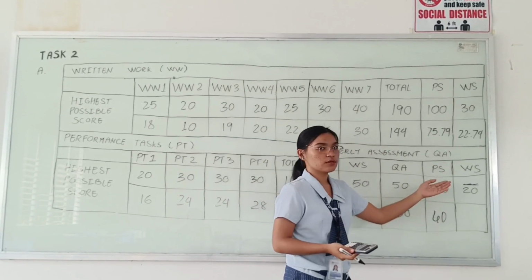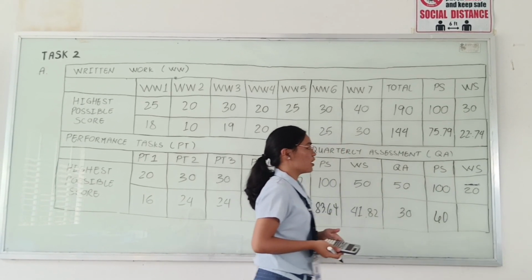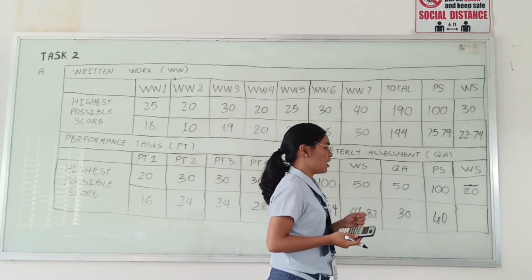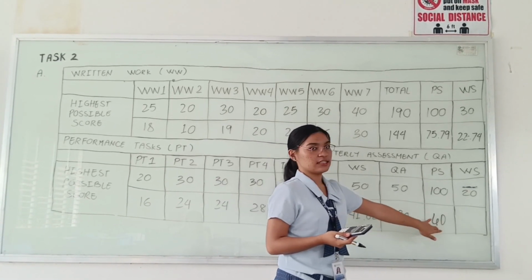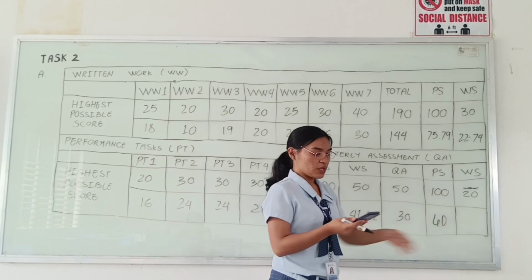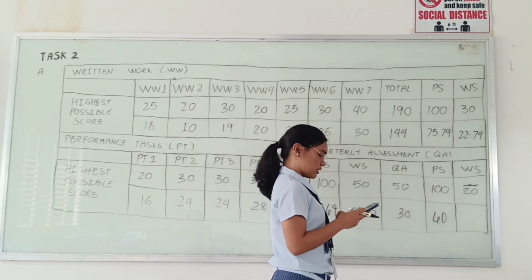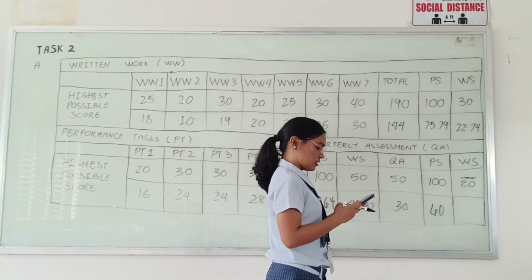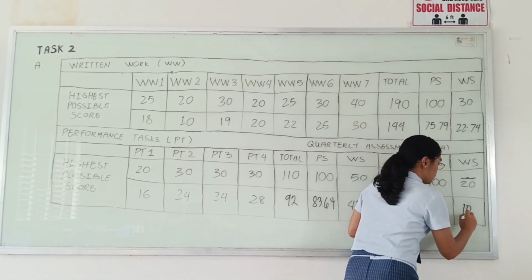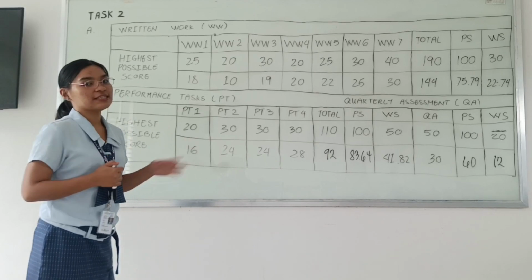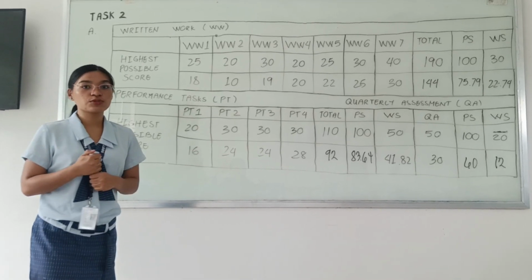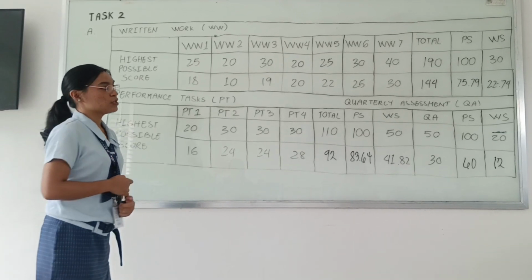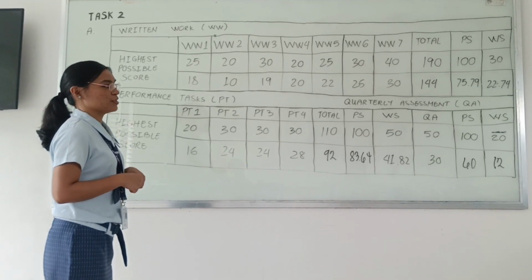So to get the weighted score of her quarterly assessment, we will multiply 60 by the weighted score. So we get 60 times 0.20, or 20%, is equal to 12. So this is the overall percentage score of Miss Maris in Araling Panlipunan in the first grading period.